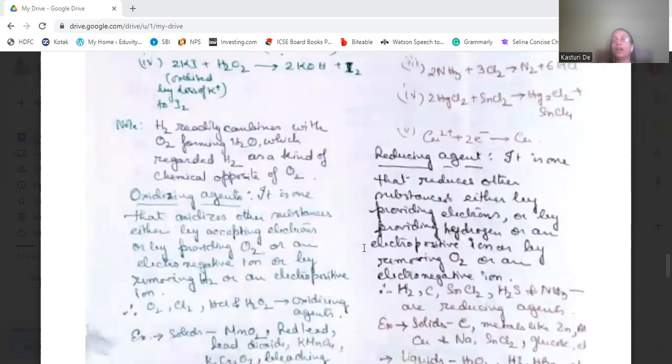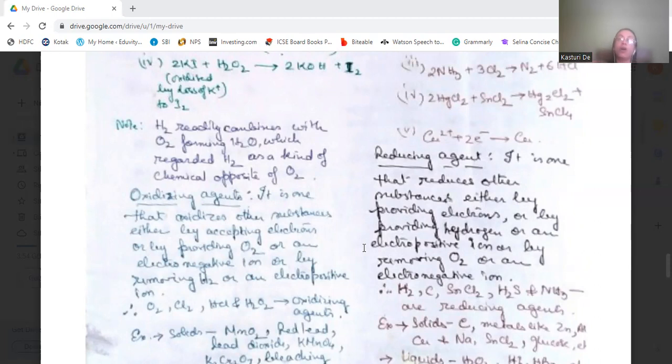Now hydrogen readily combines with oxygen forming water. Hydrogen is regarded as chemically opposite of oxygen. Oxygen is oxidizing, adding oxygen. The properties of oxygen and hydrogen are totally opposite. That is, hydrogen is considered a kind of chemical opposite of oxygen.